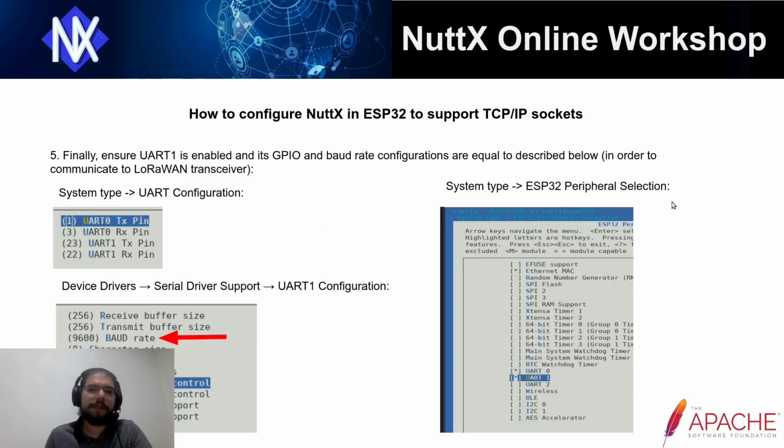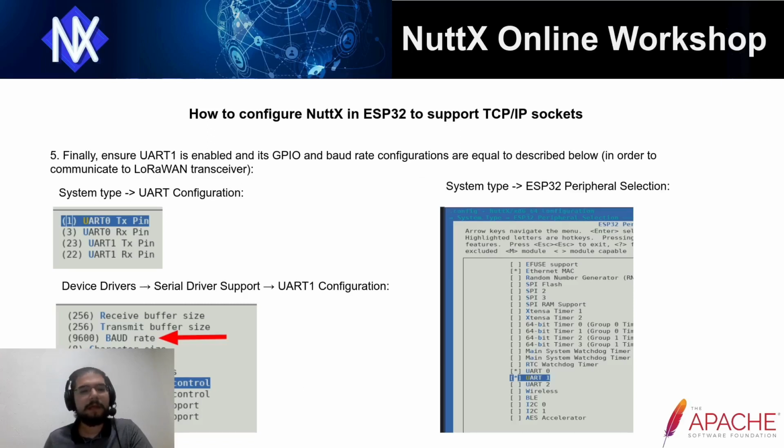Besides the network configuration and the startup script configuration, we also need to configure our UART interface to communicate with the LoRaWAN module. So to do that, we need to enable some features in the menuconfig again. First of all, we need to enable the UART in the ESP32. So in the right image, we have the menu that you need to select. Going to System Type, and after that ESP32 Peripheral Selection, you should have something like that. As you can see, we have UART 0 and UART 1 selected. UART 0 is for debug and UART 1 to communicate with the LoRaWAN module.